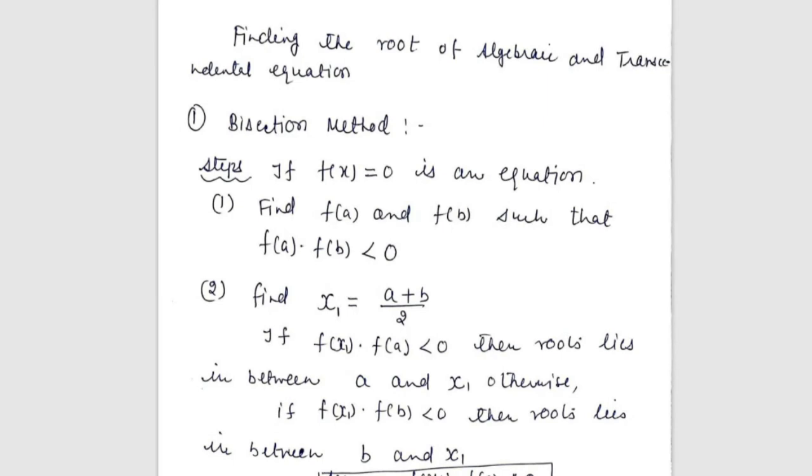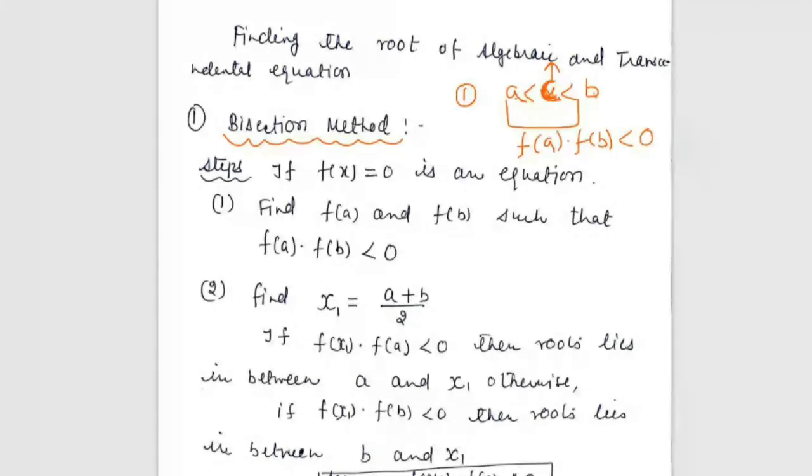Bisection method. The name bisection means you are finding a root by bisecting. Suppose in step number 1, the root is lying in between A and B. The root C, your desired answer of the equation, is lying in between A and B. So what we will do, we will find the values of A and B so that we get f(A) times f(B) less than 0, right?